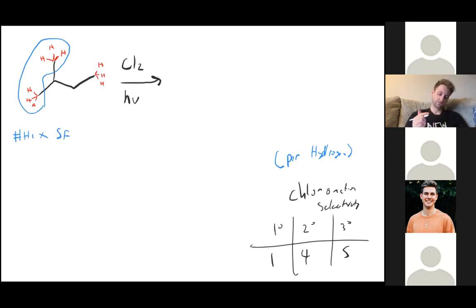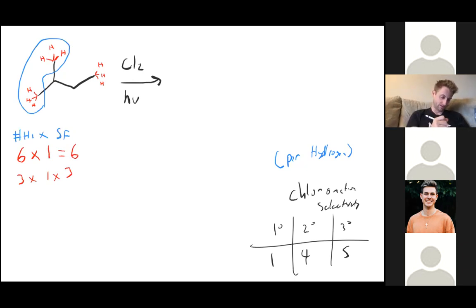So for this here, we've got 6 hydrogens on this primary center. The selectivity factor for a primary center over here is 1. So it's going to be 6 times 1. Our other primary center has 3 hydrogens on it. Selectivity factor is still 1. The selectivity for chlorinating at this position will be 3 here.